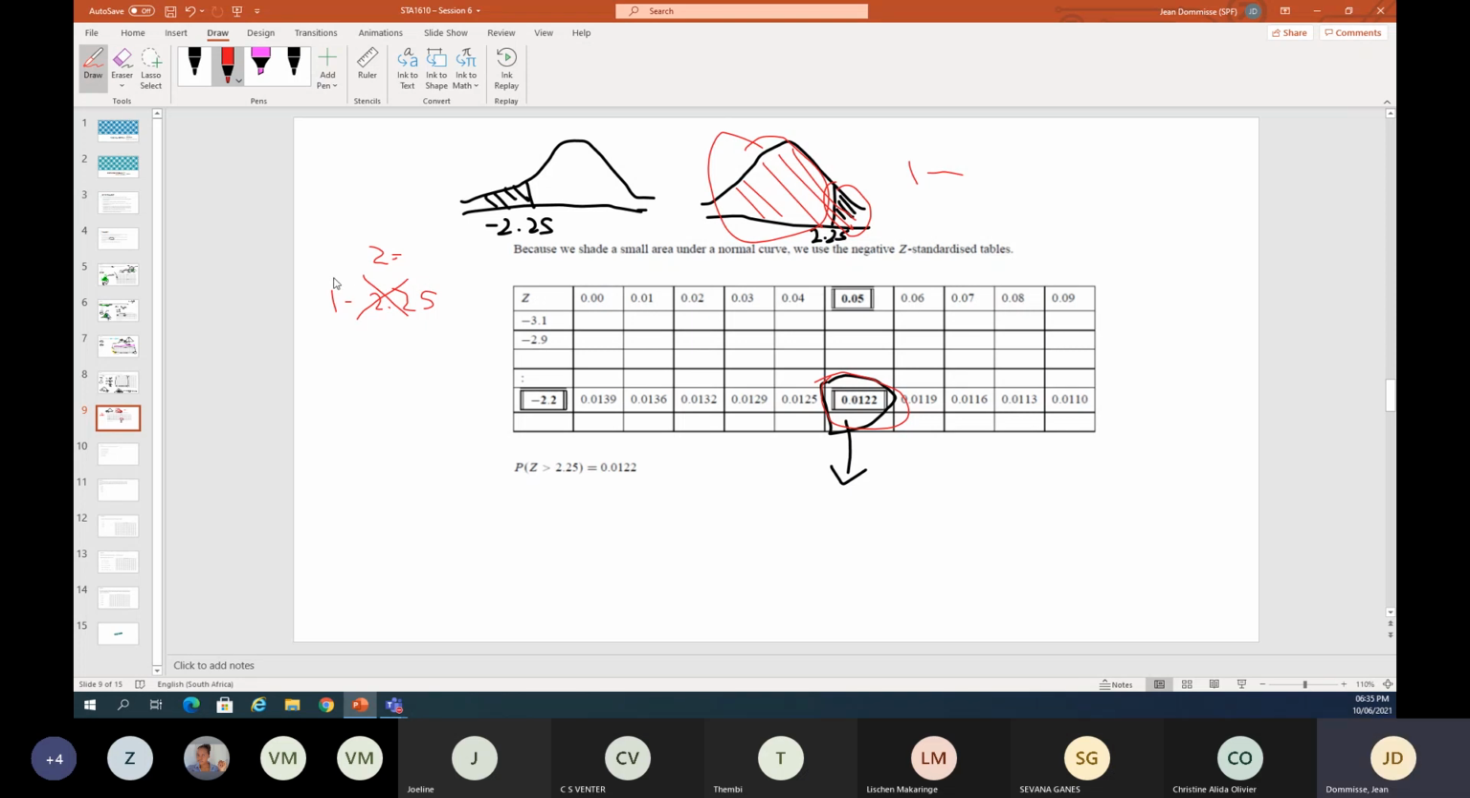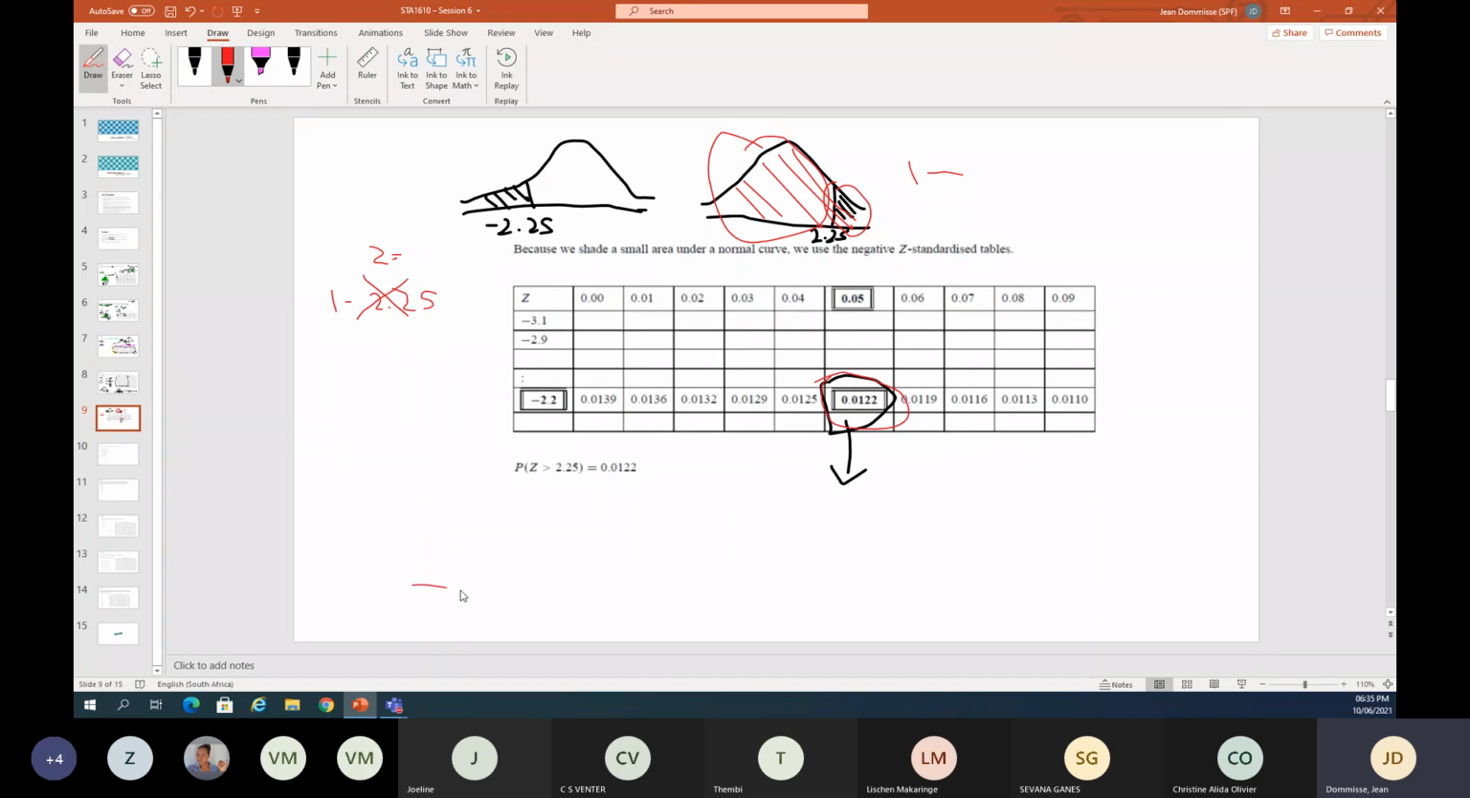Okay, because when you're definitely changing the Z value. Okay, and then if you have a probability of greater than, can you just go directly to the negative table? Yes, yes, you can.